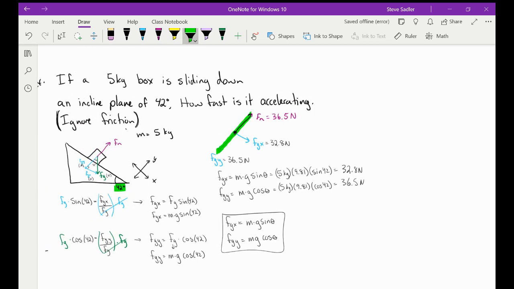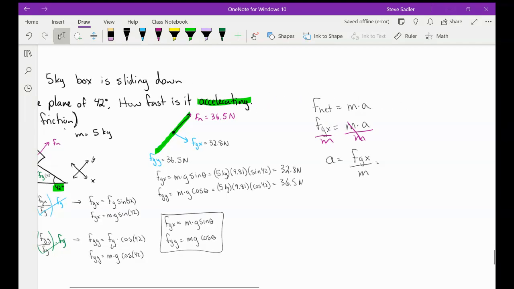So what are they asking? How fast is it accelerating? Well, we know the only thing that we have for acceleration in our dynamics unit is F net is equal to ma. So if Fn and Fgy are balanced, and obviously there's no movement in the y direction, the only force in the x direction is Fgx. So the net force is equal to Fgx is equal to m times a. So to get acceleration by itself, because that's what we're looking for, we can divide by m on both sides. We get acceleration is equal to Fgx over mass.